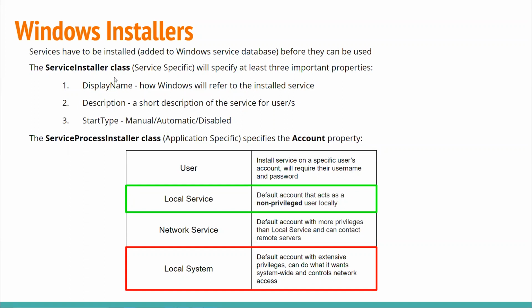So fairly self-explanatory, these three options, and they're in the service installer class. And you can see they're all specific to the service itself. So you can imagine if we were using this one installer to install two different services, each of the services would have its own display name, its own description, and its own start type.